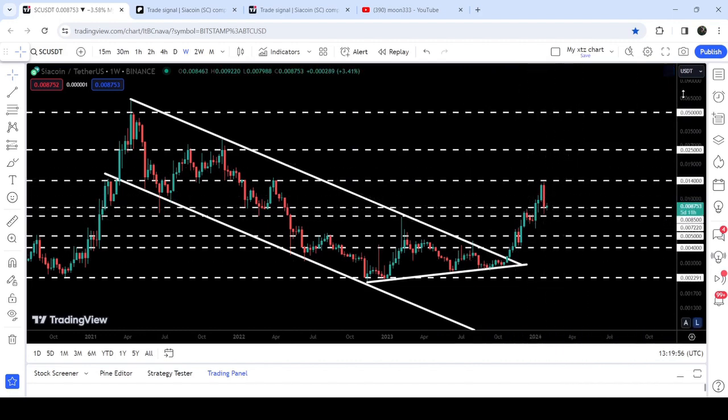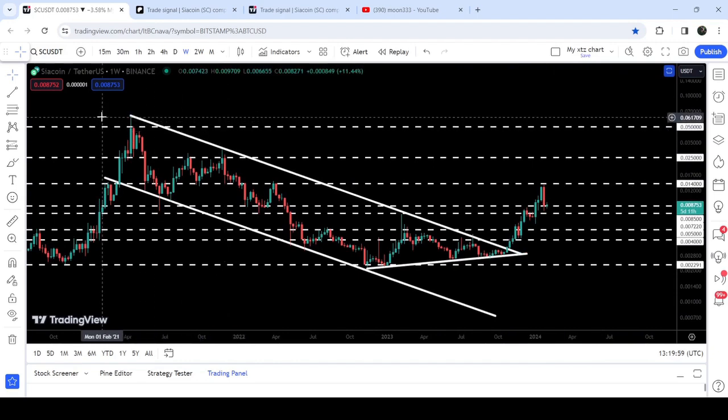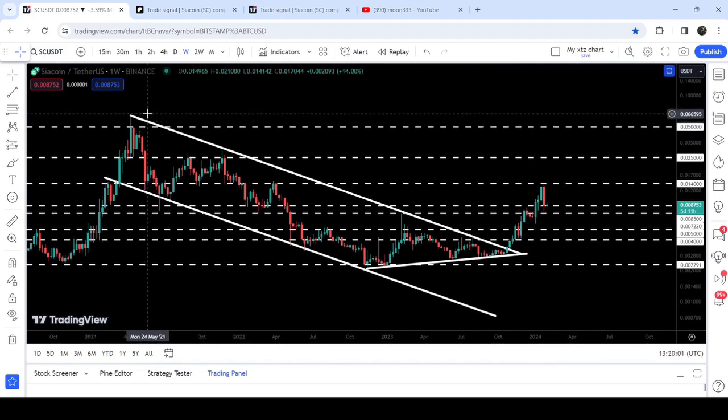Now, if we take a look at the final target for this huge breakout from this down channel, that target is, by the way, here at the top of the channel. That is between 6.5 cents to 7 cents. So this was the update so far.